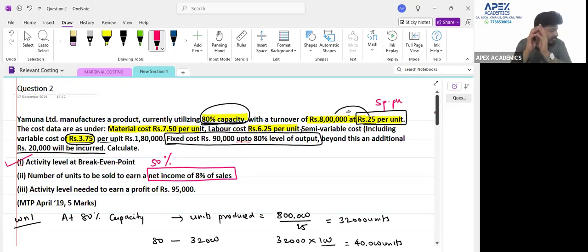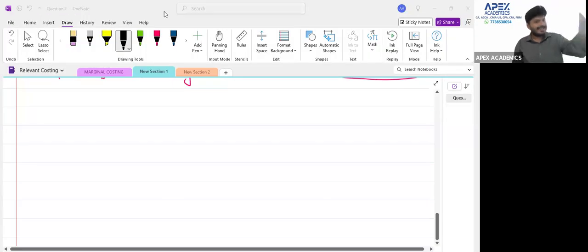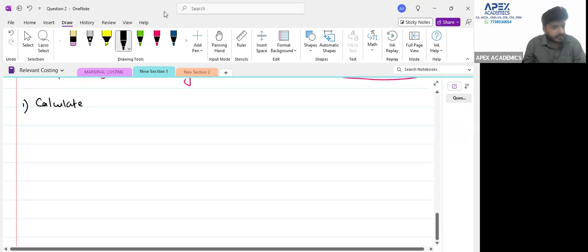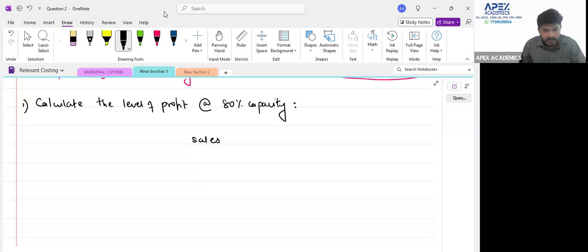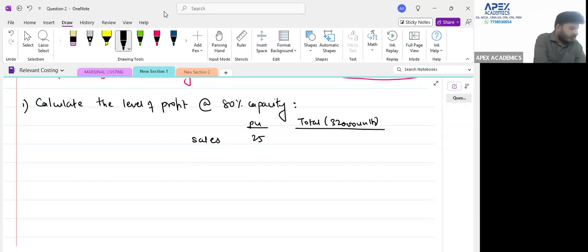Please try to understand this particular concept. Have you understood this? Yes or no? Please tell me that. Just a sec. So with this, what is important? You have to first of all calculate the level of profit at 80% of the capacity. Are you understanding or not? Now at 80% of the capacity, what will your profit be? At 80% of the capacity, if I say sales, then per unit how much is it? 25. Total, how many units is it? It is 32,000 units. So 32,000 multiplied by 25.